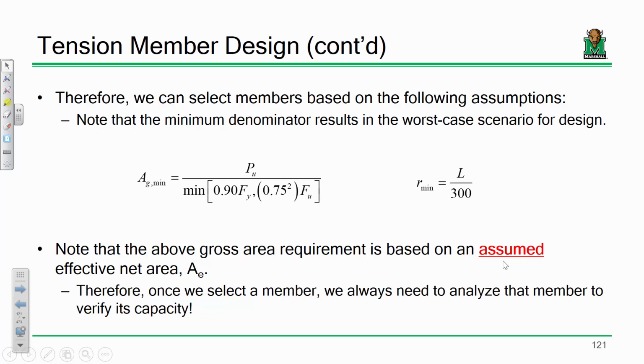Okay? But remember, we're making some guesses. So because we've made assumptions, once we pick a member, we need to go through the exercise of analyzing that member to assess its capacity. Okay?